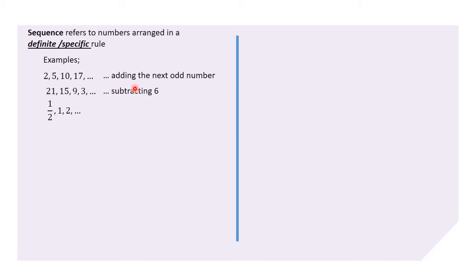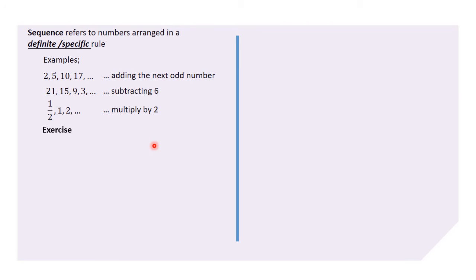In the second case, we are subtracting 6. 21 minus 6 is 15. Minus 6 is 9. Minus 6 is 3. And we subtract 6 to get the next number. In that case here, we're multiplying the numbers by 2. Like we have half times 2 is 1, times 2 is 2. And so we need to multiply by 2 to get the next number.